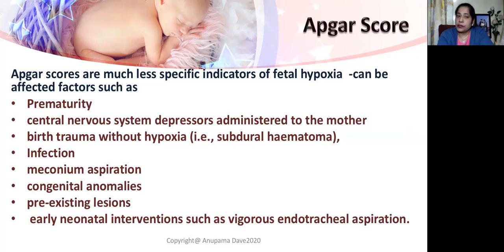So, Apgar scores are much less specific indicators of fetal hypoxia because they can also be affected by other conditions like prematurity, the use of central nervous system depressors in the mother, birth trauma without hypoxia like in subdural hematoma, infection, meconium aspiration, some congenital anomalies, some pre-existing lesions, or early neonatal interventions such as vigorous endotracheal aspiration.